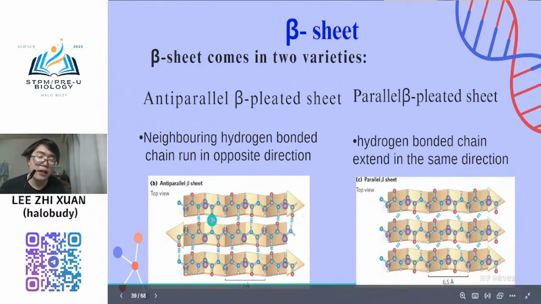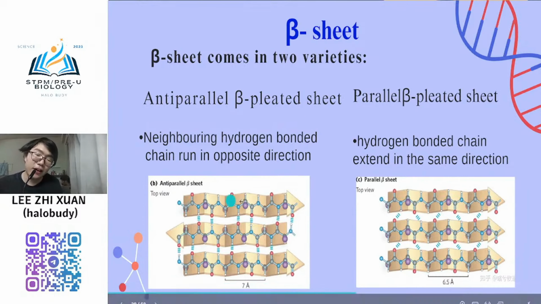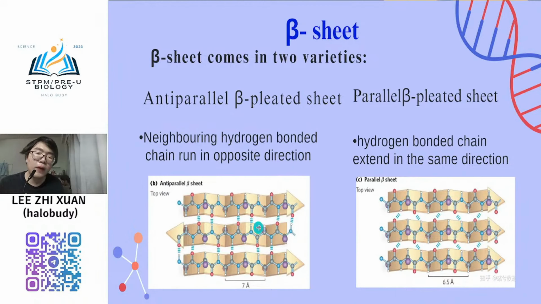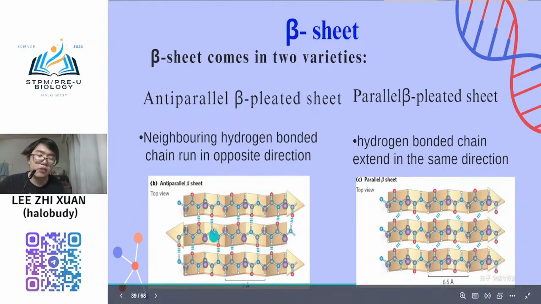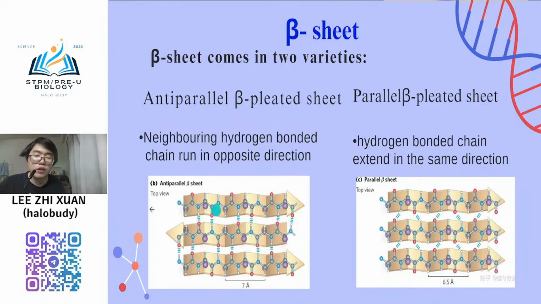So you can see this diagram, compared to the alpha helix. The alpha helix is like a single polypeptide chain, and then it just squeezes like this, like a snake. But this one is like paper. Standing upright, all the amino acids are straight, and then they can join like this and form hydrogen bonds, parallel or anti-parallel to each other like that.